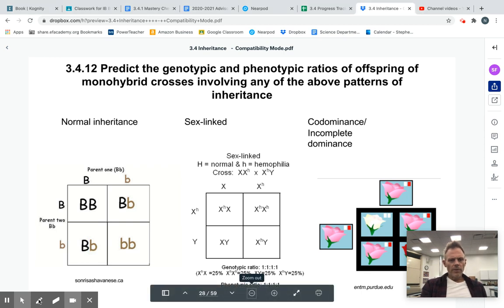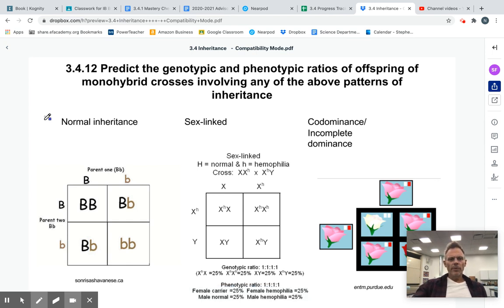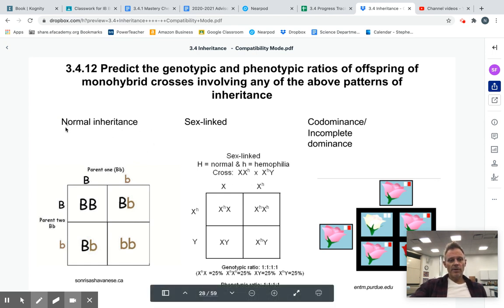We are going to cover 3.412 and 3.413 here. 3.412 is basically just saying practice. So we've talked about three different types of inheritance. We talked about this normal inheritance where you can have a dominant and a recessive, and you do a cross, and you can predict the genotypes and the phenotype ratios of the offspring, right?